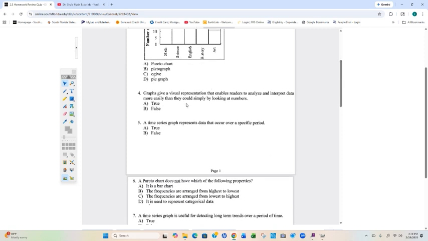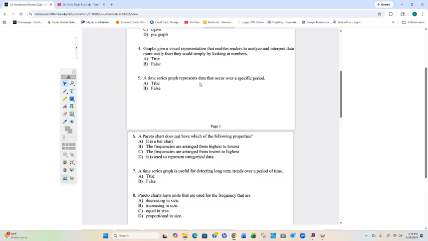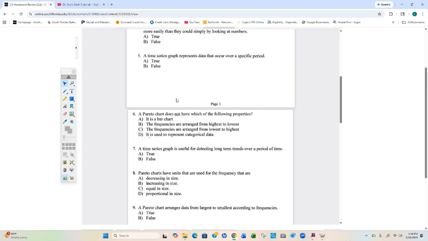Number 4, graphs give a visual representation that enables readers to analyze and interpret data more easily than they could simply by looking at numbers. A is true, B is false. For number 4, if you answered A true, you are correct. Number 5, a time series graph represents data that occur over a specific period. A is true, B is false. If you answered A true, that is correct. It is over a period of time.